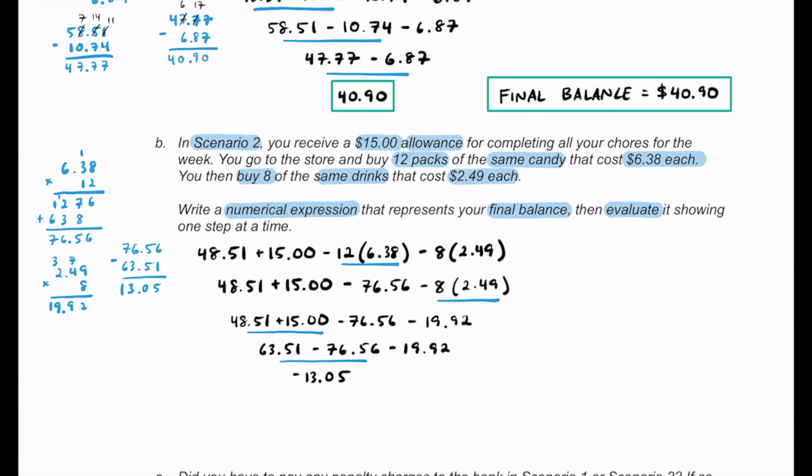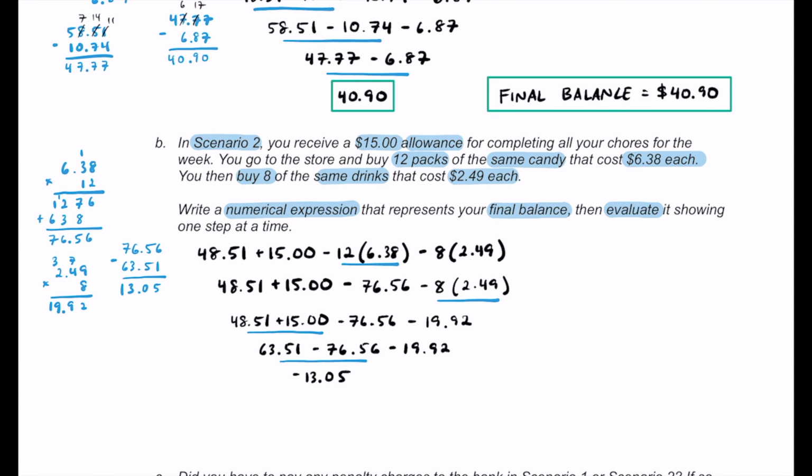So we're going to take away this $19.92. Okay, so keep in mind that we can also say this is adding the opposite. So this is adding another negative here, right? So if that's easier to understand, we're just basically adding 2 negative values now. So we can just add their absolute value.